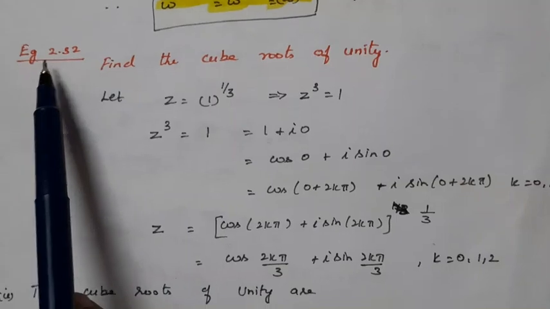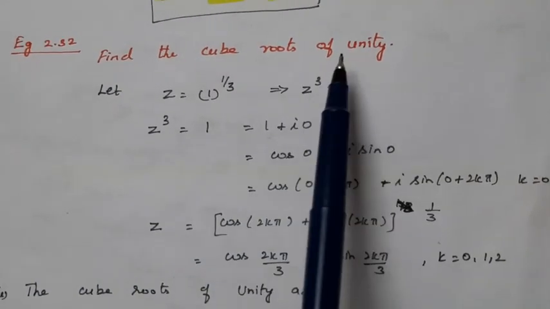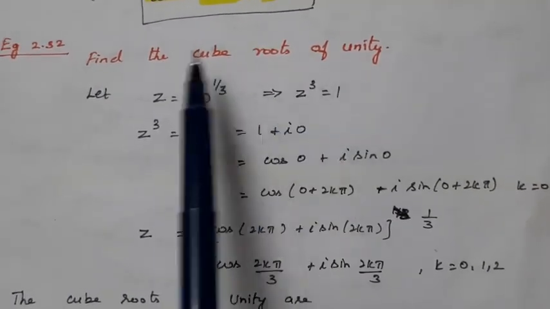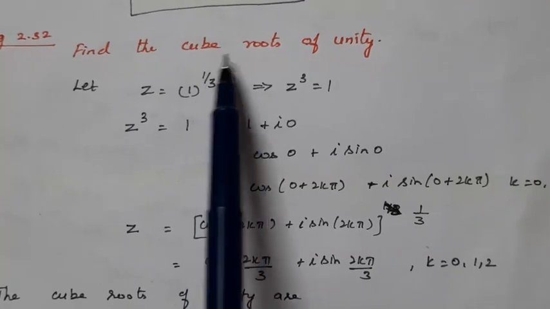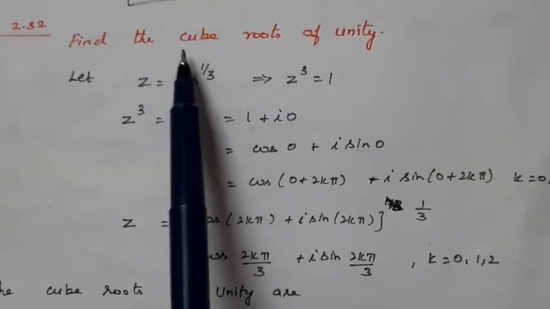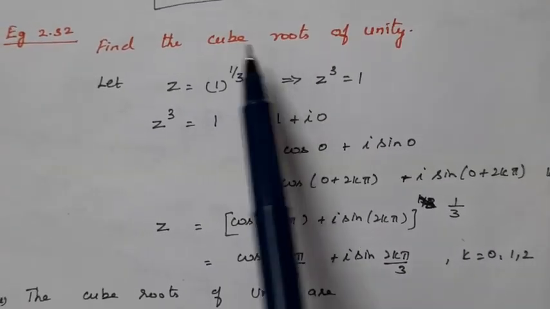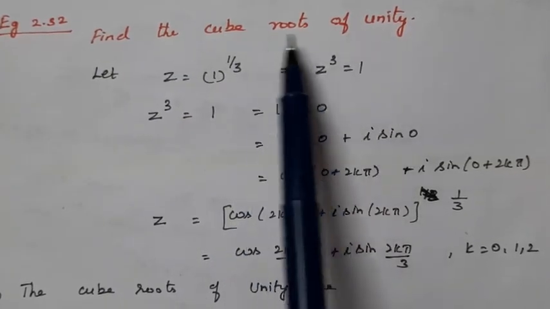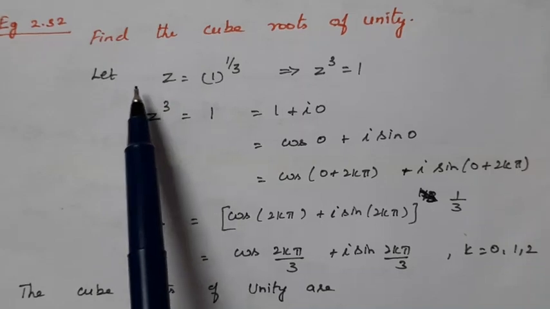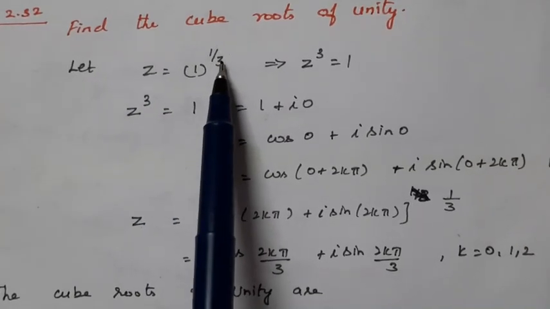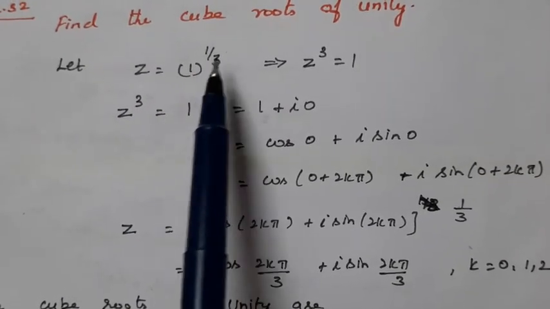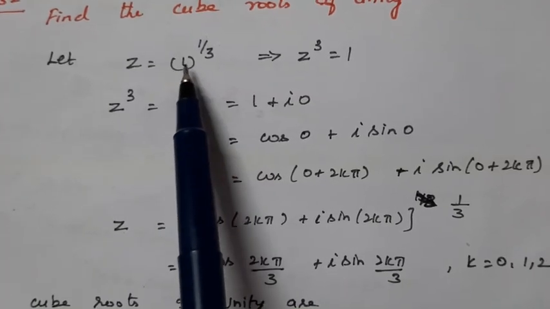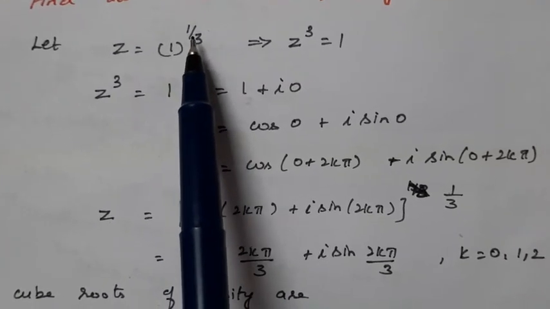Now, next, example 2.32: find the cube roots of unity. Just like the nth roots of unity, we are going to find out the cube roots of unity, and we often use these cube roots of unity. Therefore, let us find out what the cube roots of unity are. Now let z be equal to 1 to the power 1 by 3. Cube root means 1 by 3, and unity means 1. So what are the roots of 1 to the power 1 by 3?